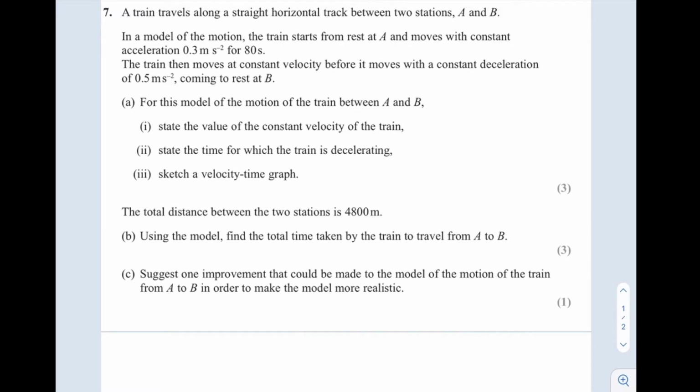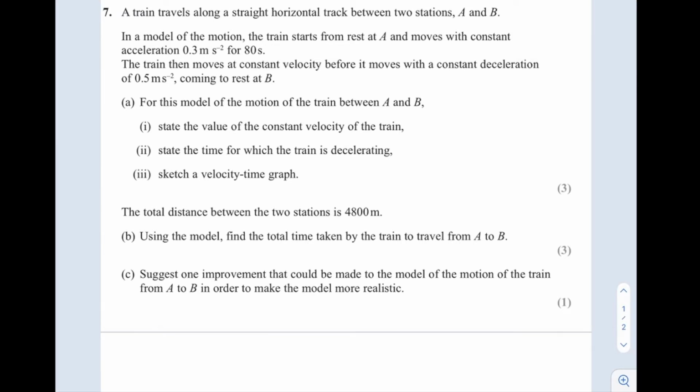So we've got a train travelling along a straight horizontal track between two stations A and B, so a motion in a straight line. In a model of the motion, the train starts from rest at A and moves with constant acceleration 0.3 meters per second squared for 80 seconds. The train then moves at constant velocity before it moves with a constant deceleration of 0.5 meters per second squared, coming to rest at B.